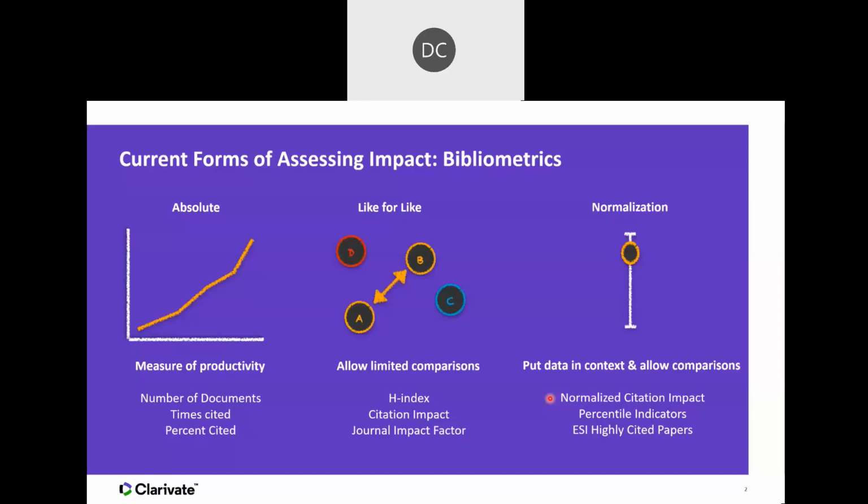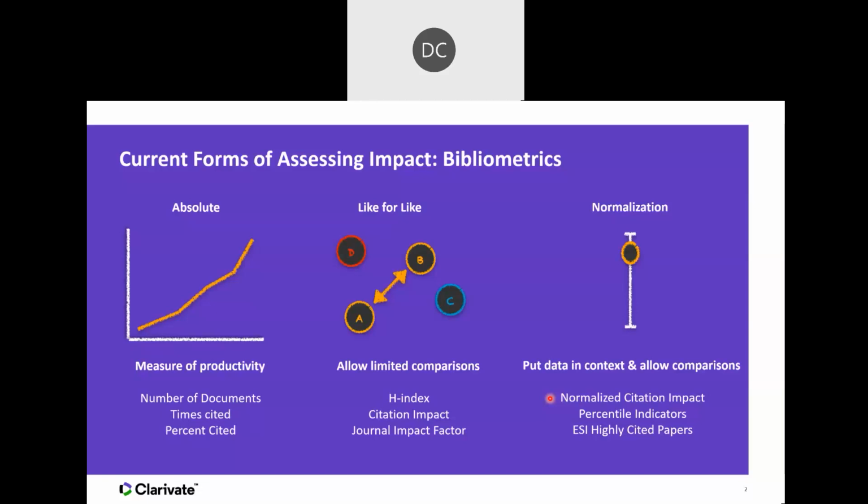This indicator measures the impact of the papers normalized by publication year, normalized by specialization, and normalized by document type. So what does this mean to you? It means that if, for example, I'm looking at a researcher from engineering and his CNCI is above 1.0, it means his performance is above the global average. So 1.0 is always the global average impact.